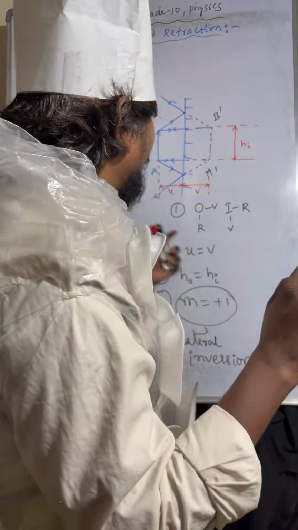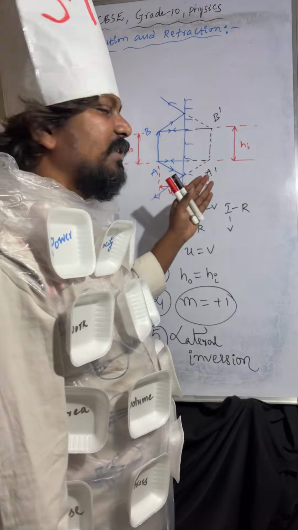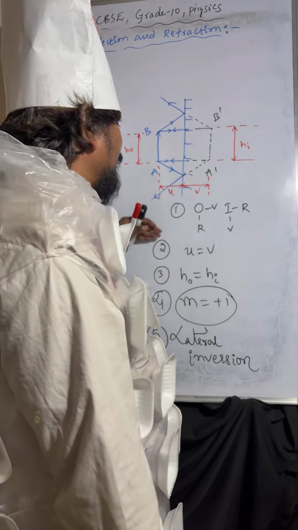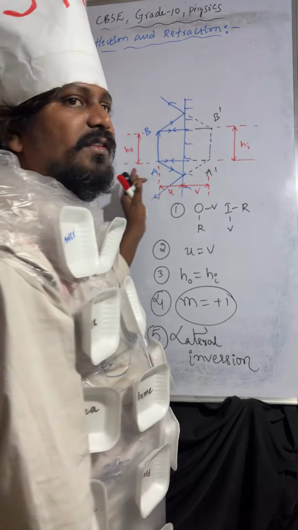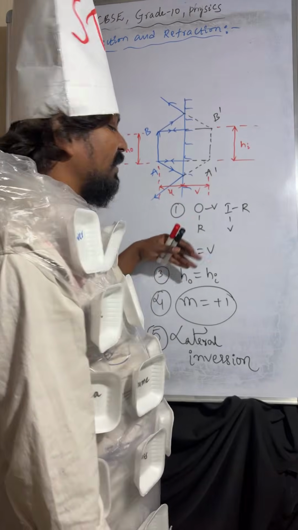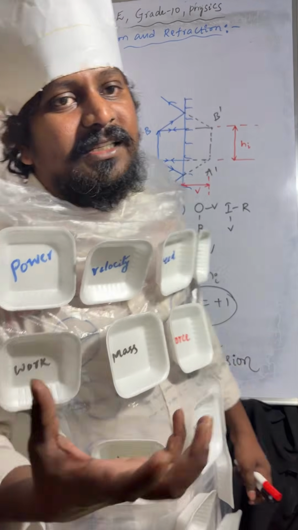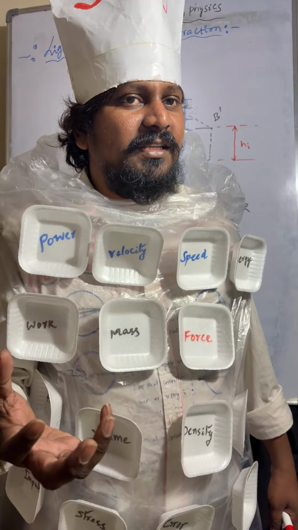Okay, right, coming to the point. Object is real, image is virtual; object is virtual, image is real. Point number 1. Next, object distance is equal to image distance. Third, height of the object is equal to height of the image. And fourth, magnification of the plane mirror is +1. How is it?